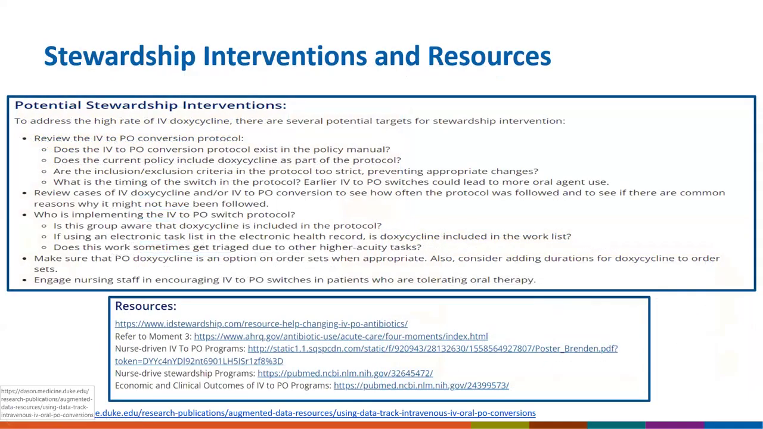Like every scenario, the IV to PO case study provides potential stewardship interventions and then links to resources specific to that scenario. And once again, this is very practical examples of how you could further enhance it if you have an IV to PO protocol or potentially other clinical scenarios, so you can really think of how to enhance IV to PO and then link those resources.